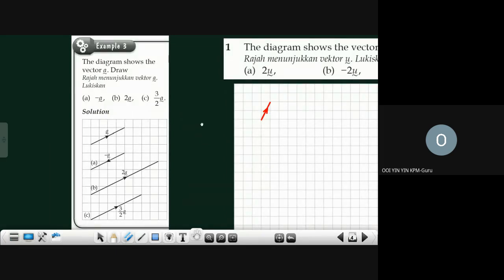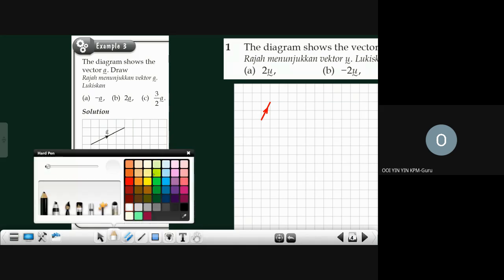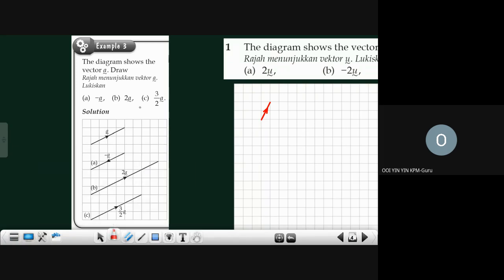Now, this one is already drawn for you, your A, B, C. Actually, this A, B, C down here is the answer, you know. So what I want to tell you now is like this. The diagram shows vector A. Where's your vector A? Now here, this is your vector A. Can you see? So your vector A, and then you see a label with A and a value down there. Then they want you, based on this vector A, to do A, B, C. These are the questions.